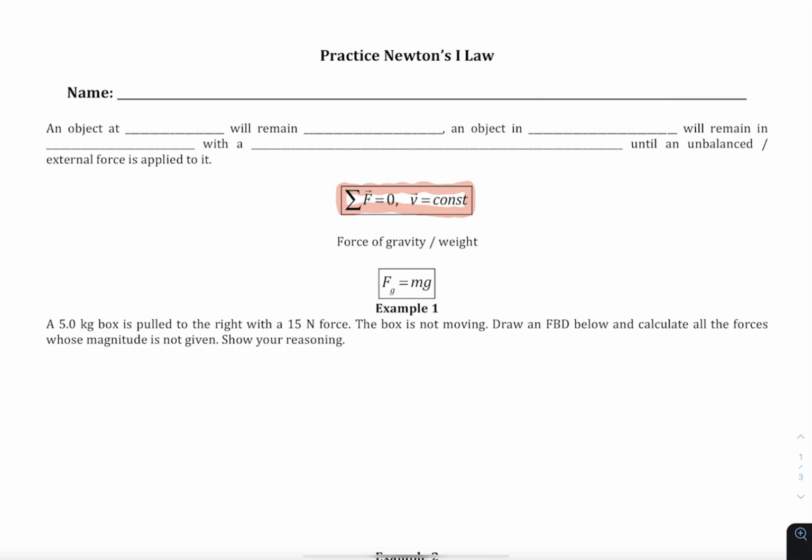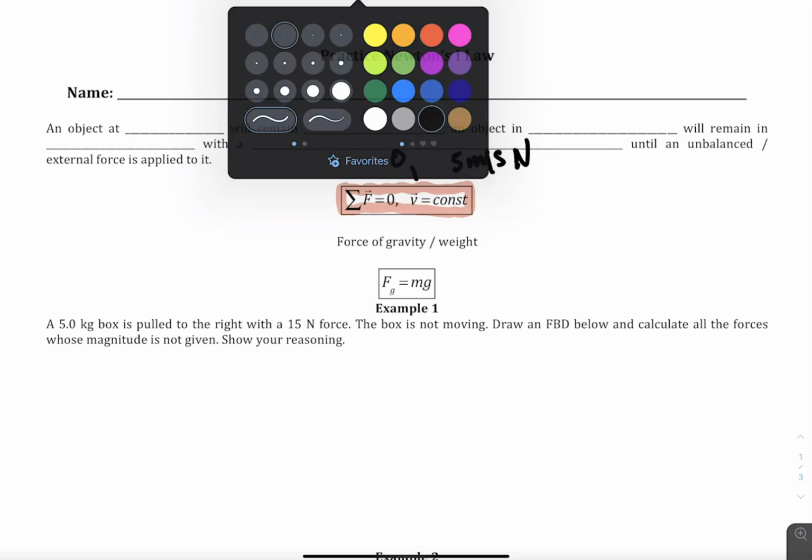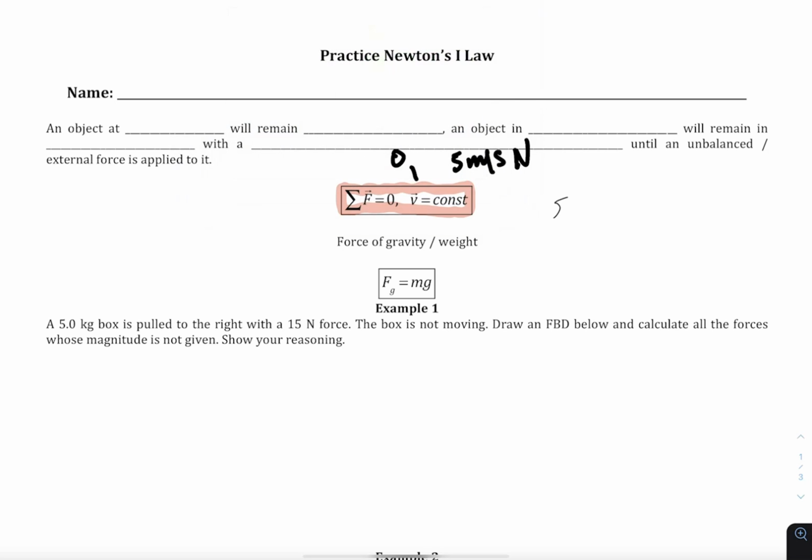So if net force equals 0, then v is constant, and that v can be either 0 or it can be like 5 meters per second north or whatever you want. So it is remaining the same unless there is an unbalanced force. And in that case, if there is an outside unbalanced force coming in, that will be Newton's second law, which is force equals mass times acceleration. But if net force equals 0, that's first law.